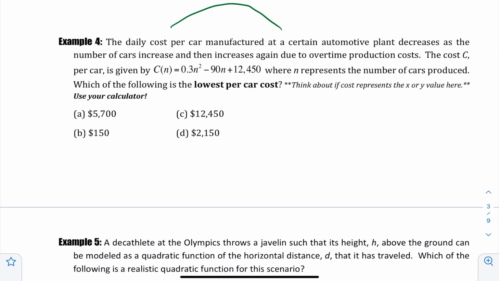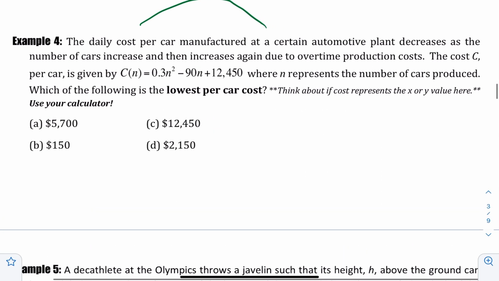Example 4. The daily cost per car manufactured at a certain automotive plant decreases as the number of cars increases, and then increases again due to overtime production costs. The cost C per car is given by the function C of n equals 0.3n squared minus 90n plus 12,450, where n represents the number of cars produced. Which of the following is the lowest per car cost? And it's a multiple choice question. So I've got 4 possibilities I need to figure out.